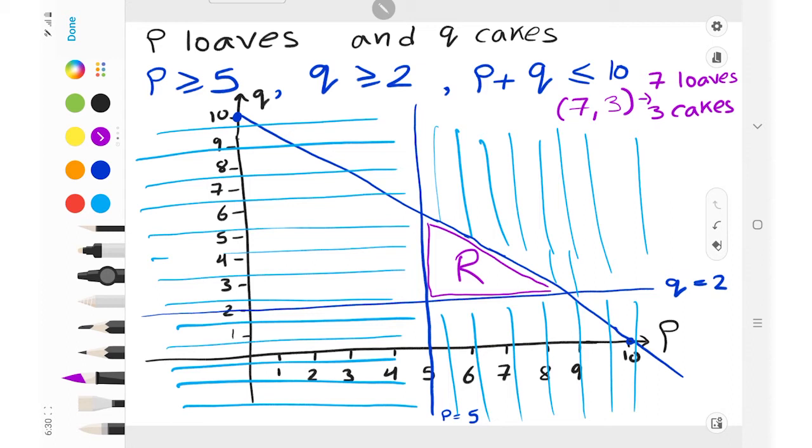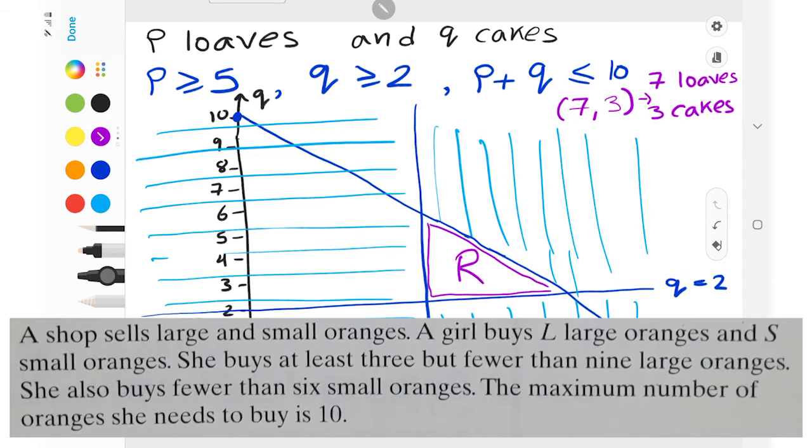This is one solution for this example. There are many solutions. See, we have a triangle, so I can take, for example, the 9 and the 2, but not outside the triangle. If we take a point outside the triangle, this is not a solution. So I will do another example. Same thing. We will construct the inequalities, draw the graph and find a solution.